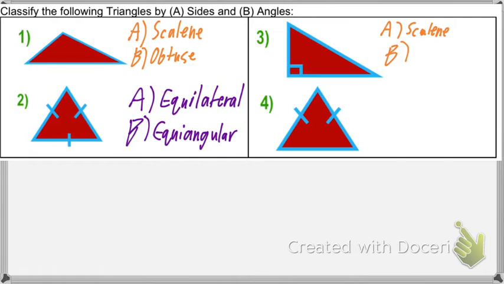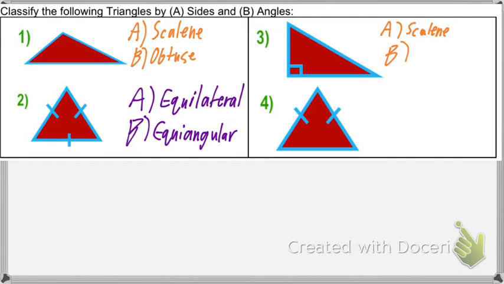Okay, Seth. Is it ever possible to have an isosceles right triangle? Yes, it is. We'll actually look at that. You got 45 degrees. Excuse me. Let me restart that sentence.